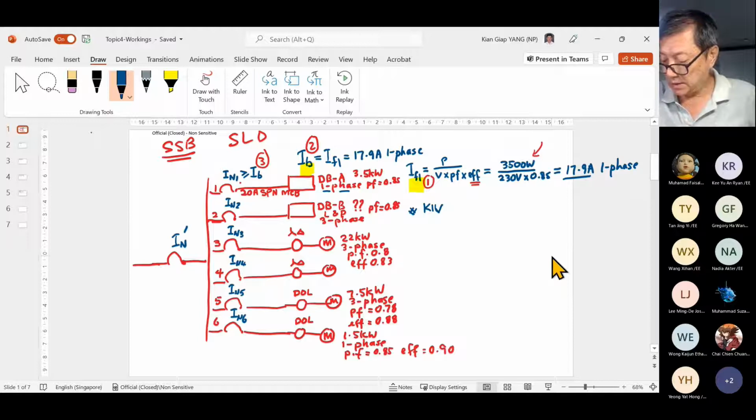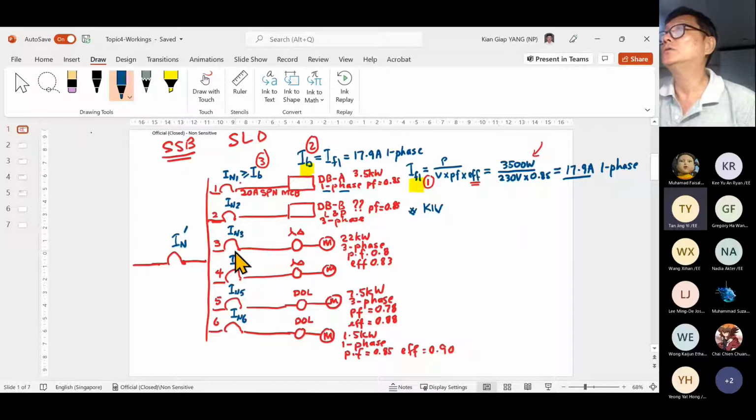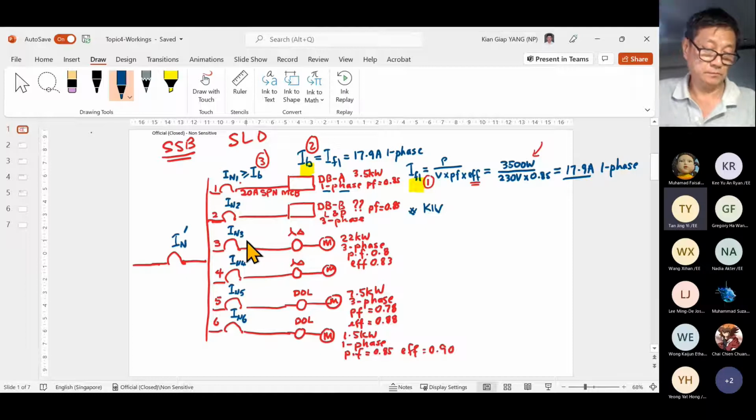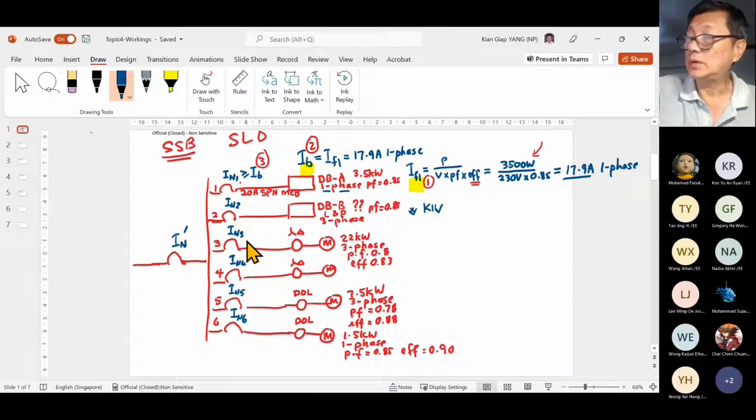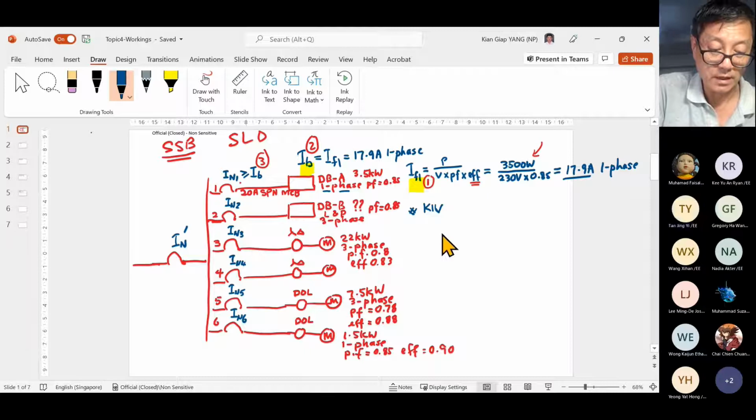Who else is here? Jingyi, are you here? Yes. Okay, Jingyi, now is your chance to do your calculation. How to find the value of IN3? 22,000 over square root 3. Okay, don't just say 22,000 something. When you do a test paper or exam, always make sure you write the formula out first. That means I write the formula. I full load equals to what?